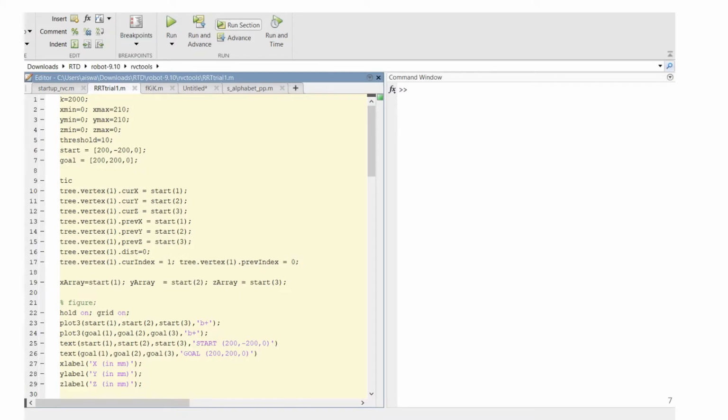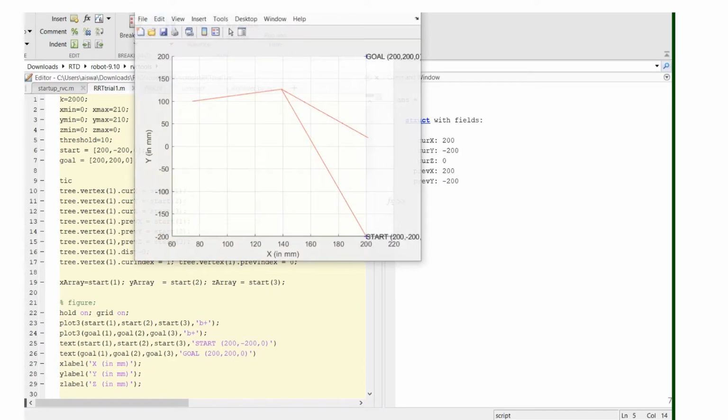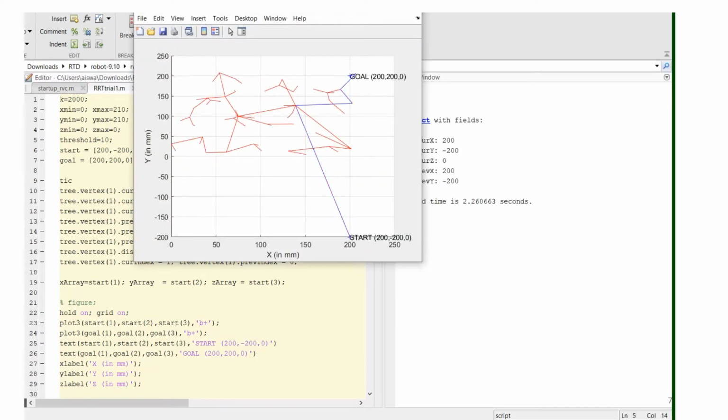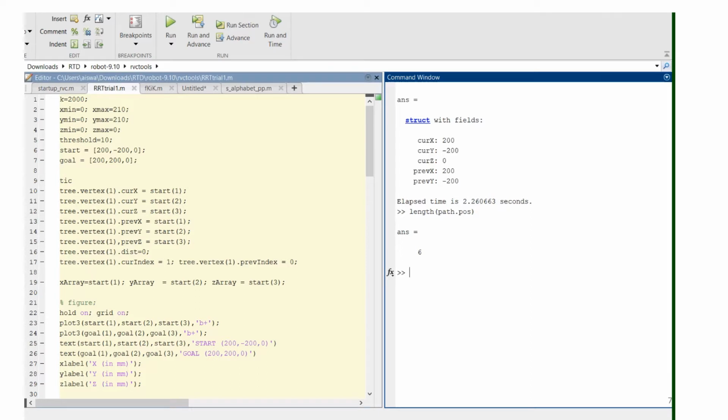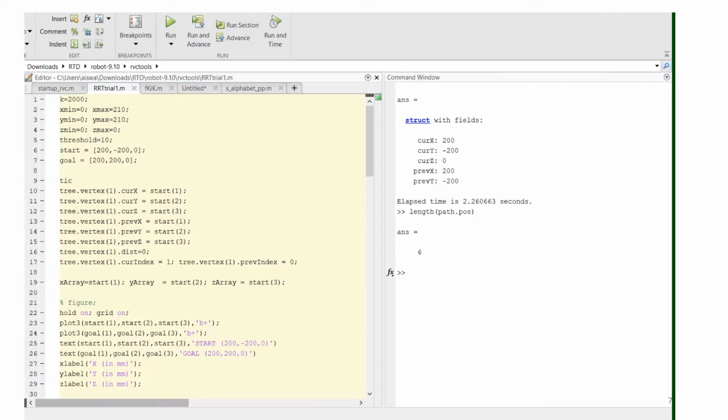RRT search in a 2D workspace. Here the dimension along the z-axis is restricted. The actual path is in blue and the RRT search exploration tree is in red. It can be seen that 6 intermediate points are generated between start and goal using the RRT algorithm. The algorithm generates a different number of intermediate points every time since the points are randomly generated.